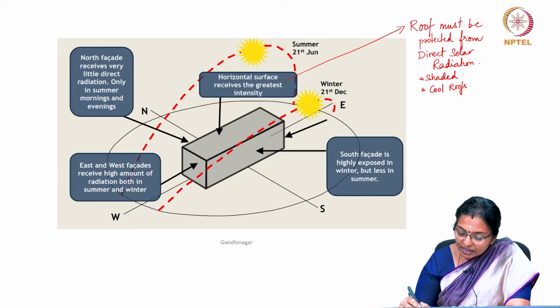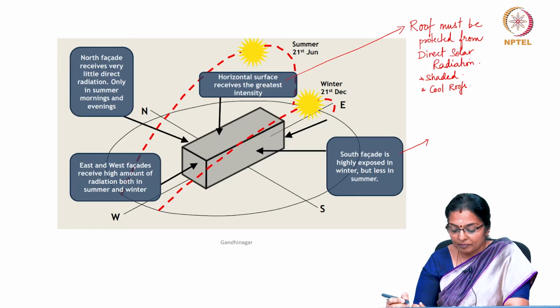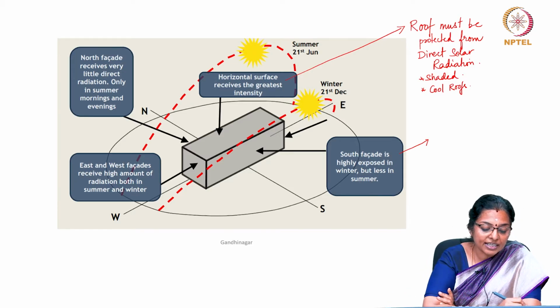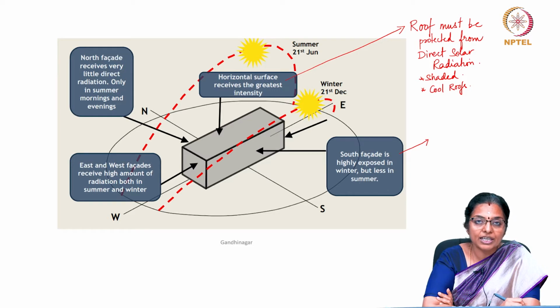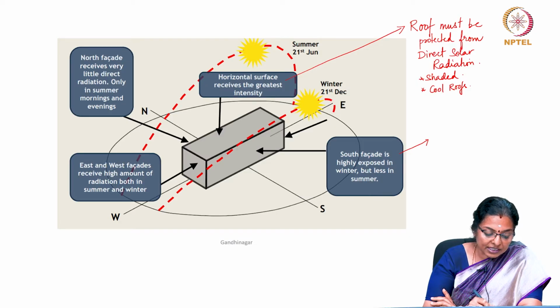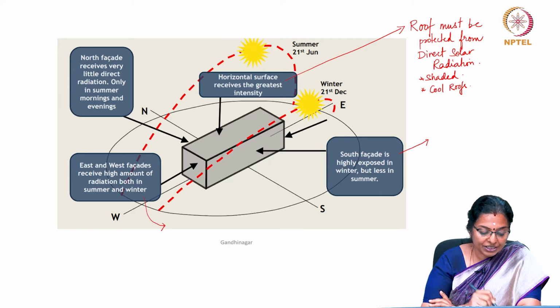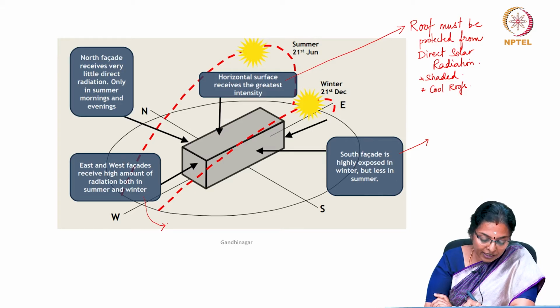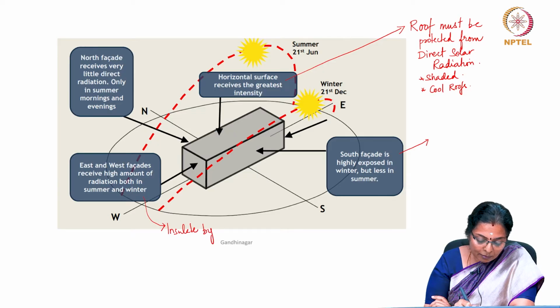The south facade is highly exposed in winter but less in summer, which is good. And the north facade receives very little radiation. Only in summer mornings and evenings it receives radiation, which is again a very good design. The east and west facade receives a high amount of radiation both in summer and winter, which means we need to insulate by some means.